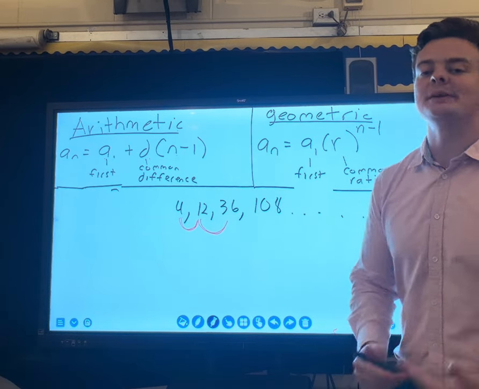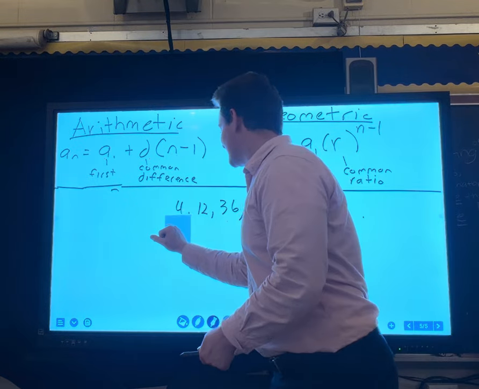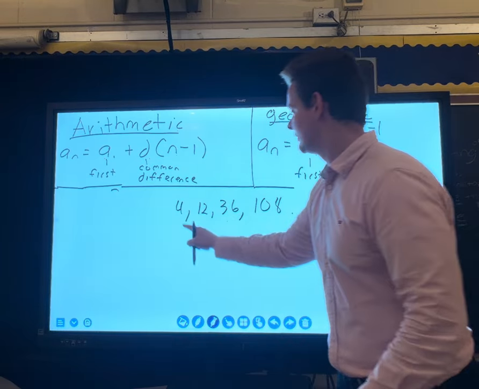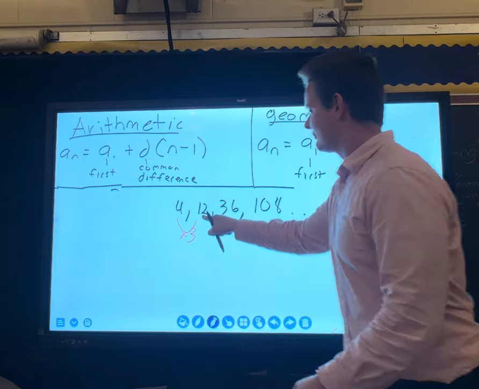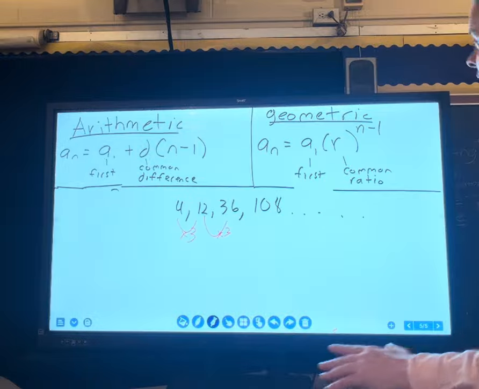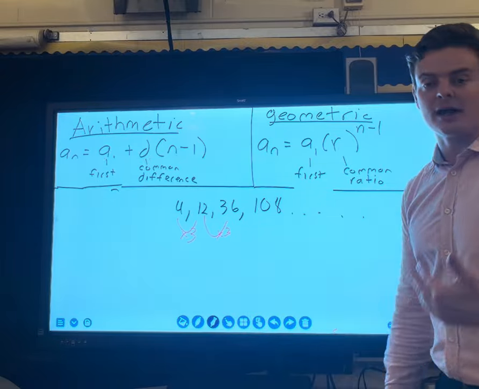So it must not be adding. Instead, it must be multiplying. 4 times what is 12? Times 3. 12 times 3, 36. Okay, cool. So my pattern is multiplying by 3.